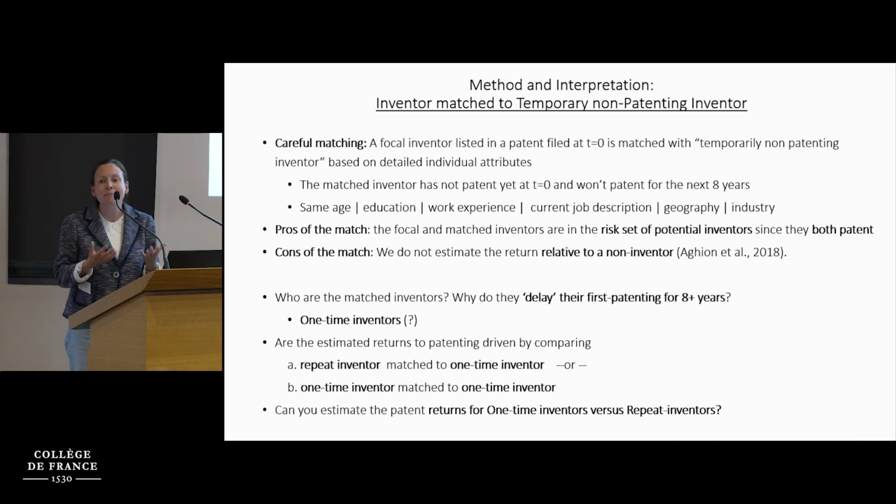Now, again, who are these matched inventors, the control group? Because they are delaying patenting for a long time. So who are they? Remember, they have the same age, the same experience, but they take a long time to patent. Why is that? And I wonder whether these inventors are just going to have one patent, the one-time inventors. And whether a lot of what you're estimating here is coming from the comparison between a repeat inventor versus these one-time inventors. So I want to try to understand better what is the return to patenting for someone that is only going to have one patent in their whole career versus the ones that are going to have repeat patenting, all right?